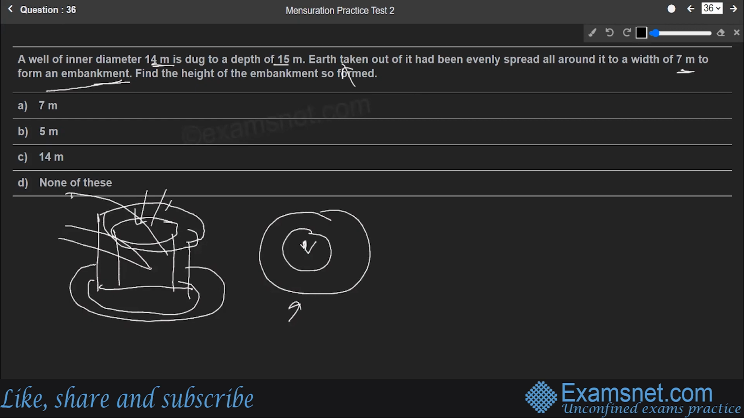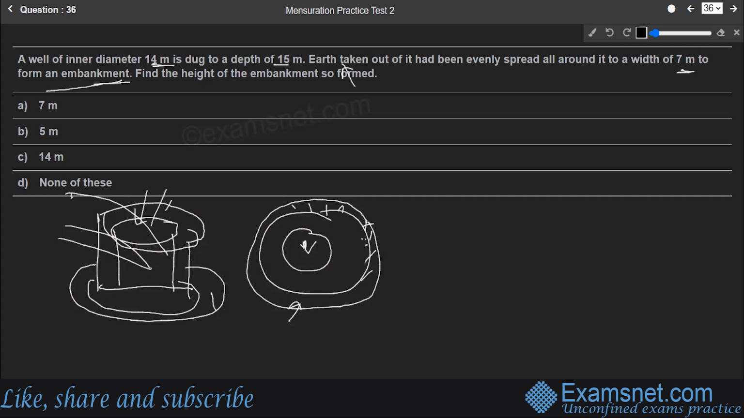Okay, you can see these are two circles, one inside another. This is the structure, and obviously this structure is three-dimensional because it has a little height also. This has been risen above the ground level. So this has got a little height also like this. Now, we are supposed to find out this particular height of the embankment.